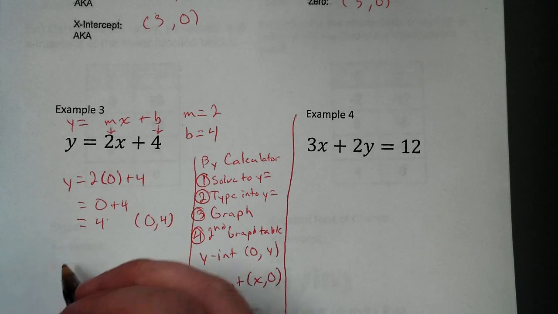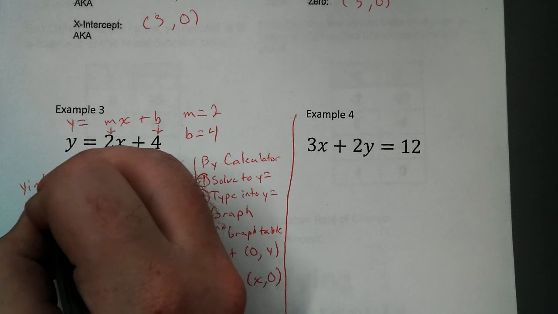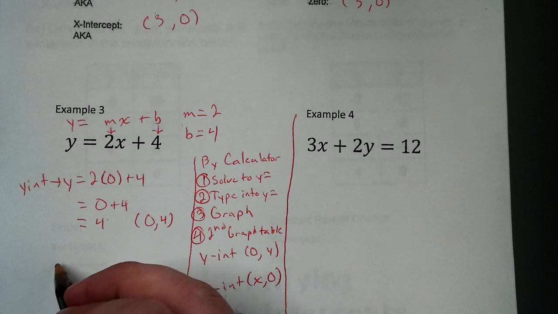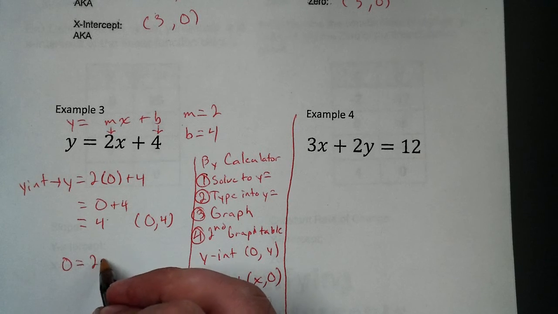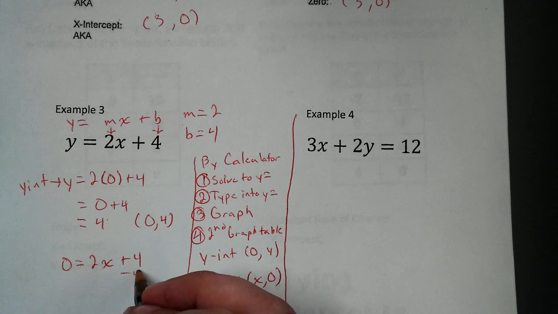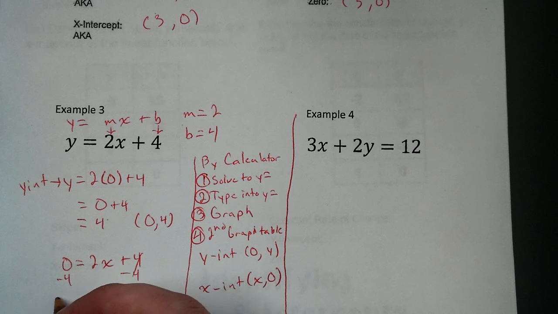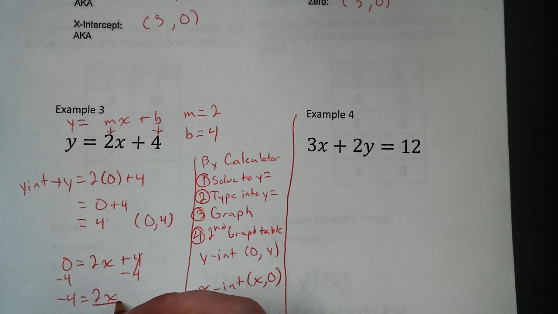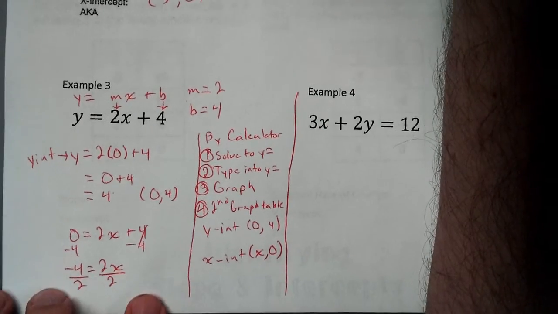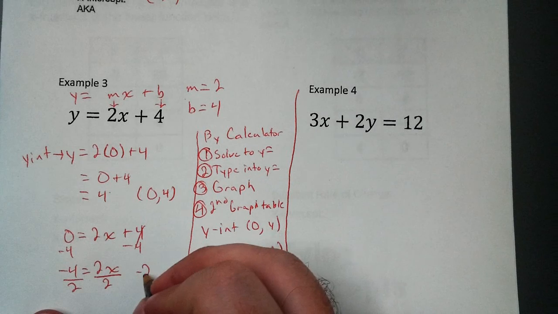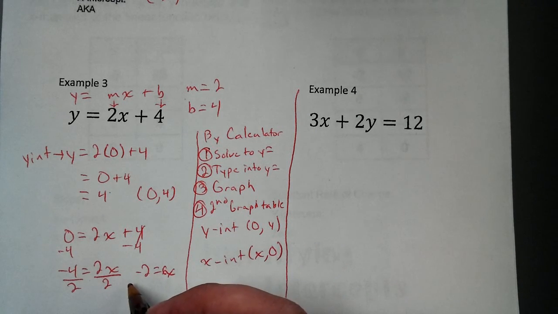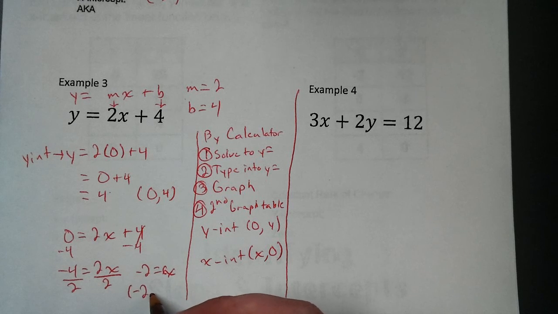For our x-intercept, what we're going to have to do is plug in 0 for y. So 0 would equal 2x plus 4. And now we have to solve for x. So move our numbers to one side. Negative 4 equals 2x. Divide by our value. And I end up getting, sorry, I ran out of room, that negative 2 is equal to x. So my zero is going to be at negative 2, 0.